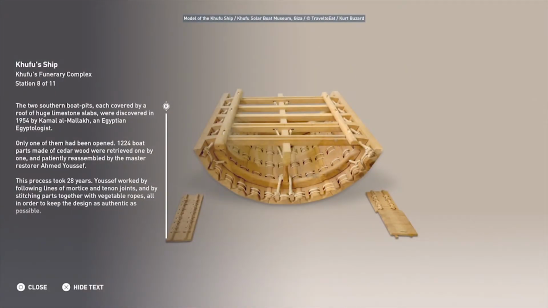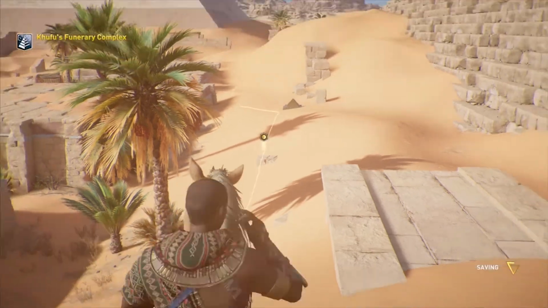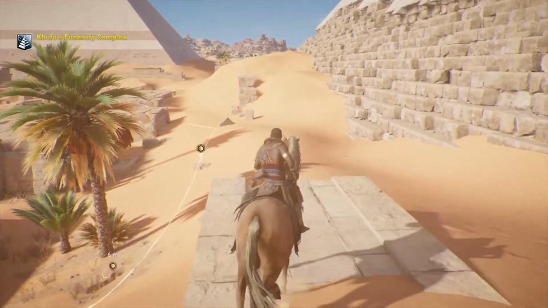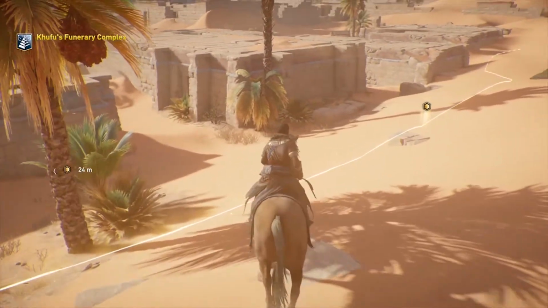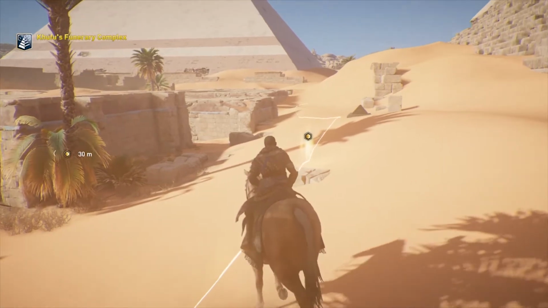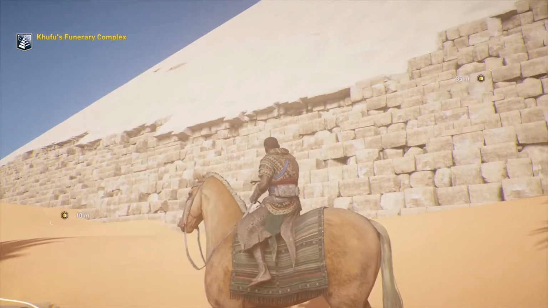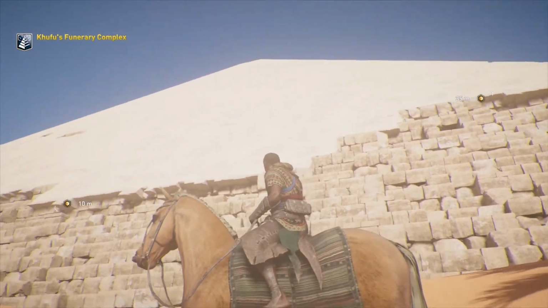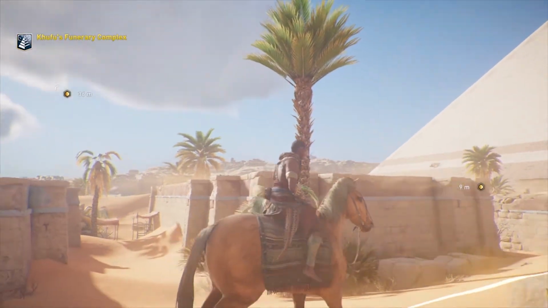The 2 southern boat pits, each covered by a roof of huge limestone slabs, were discovered in 1954 by Kamal al-Malak, an Egyptian Egyptologist. Only one of them had been opened. 1,224 boat parts made of cedar wood were retrieved one by one and patiently reassembled by the master restorer Ahmed Youssef. This process took 28 years. Youssef worked by following lines of mortise and tenon joints and by stitching parts together with vegetable ropes, all in order to keep the design as authentic as possible.